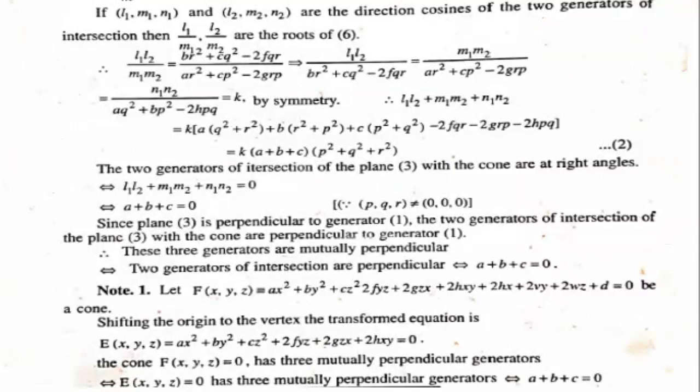So the roots would be L1 by M1 and L2 by M2, so L1 L2 by M1 M2 is nothing but the constant term by the square term coefficient. That is BR square plus CQ square minus 2FQR divided by AR square plus CP square minus 2GPR. So L1 L2 by BR square plus CQ square minus 2FQR is equal to M1 M2 by AR square plus CP square minus 2GPR, and that is equal to N1 N2 by AQ square plus BP square minus 2HPQ, by cyclic order. By symmetry we can write it.